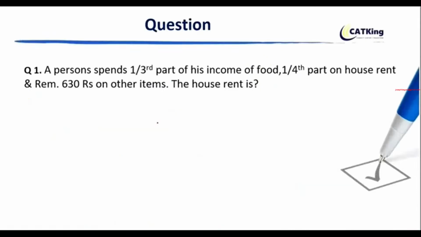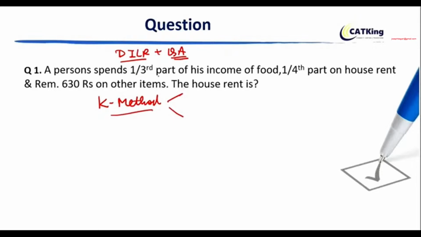Let's get started. A person spends 1/3 part of his income on food, 1/4 part on house rent, and the remaining 630 on other items. Okay, the house rent is? See, whenever you get this type of question, whether you get this type of data in DILR or in QA questions, always follow the K method. Now what is this K method, guys? K method is nothing but making calculation easy, right?